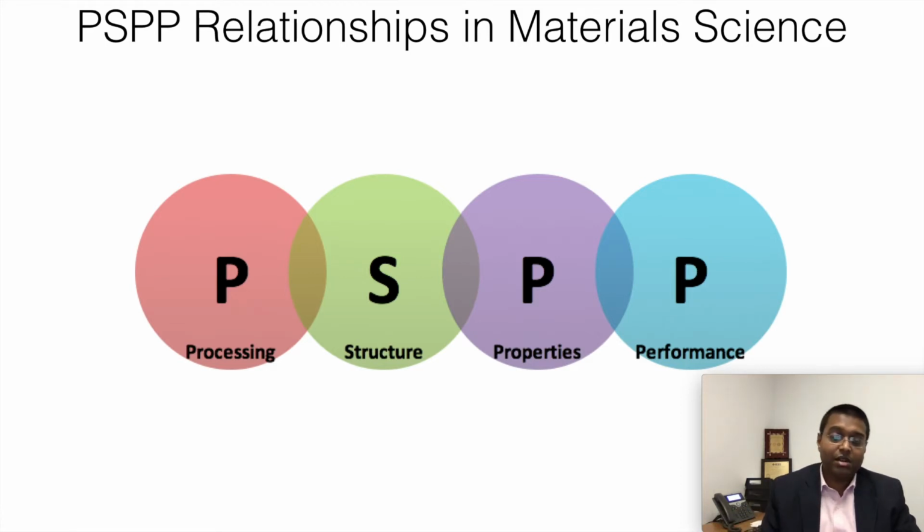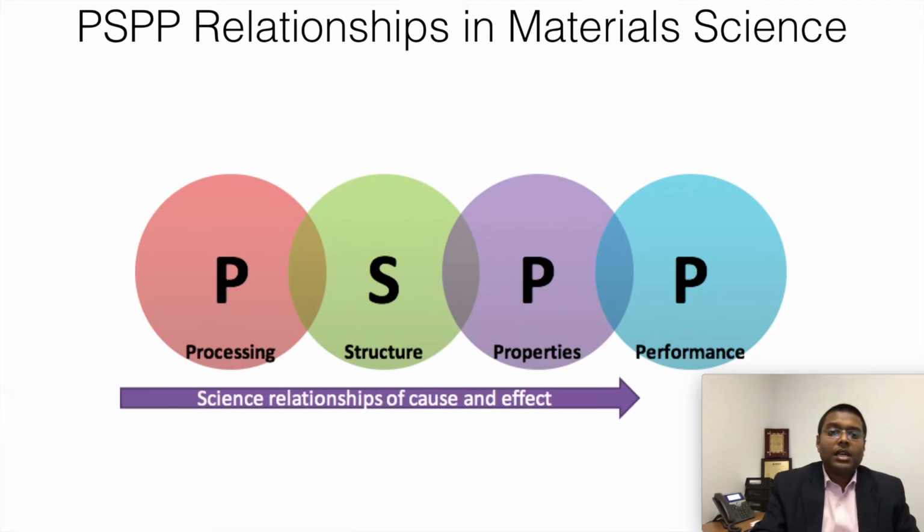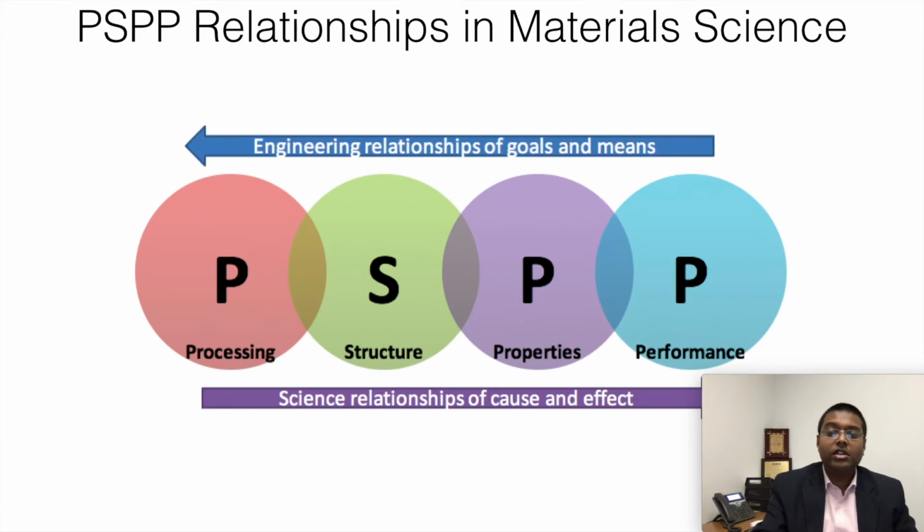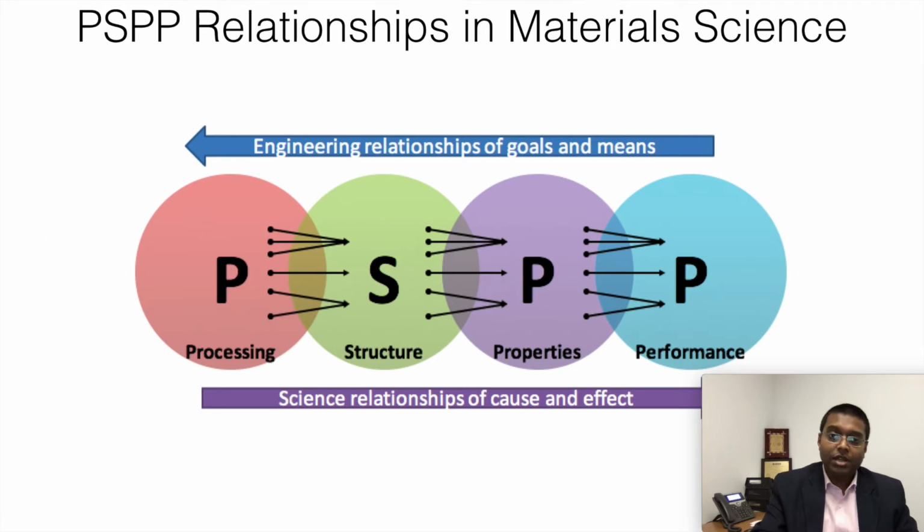So here, everything depends on these processing, structure, property, performance relationships, where science relationships of cause and effect go from left to right, and engineering relationships of goals and means go from right to left. And these are many to one. So in the processing space, there can be many different processing routes that give rise to the same structure. And the same property can be achieved by multiple structures.